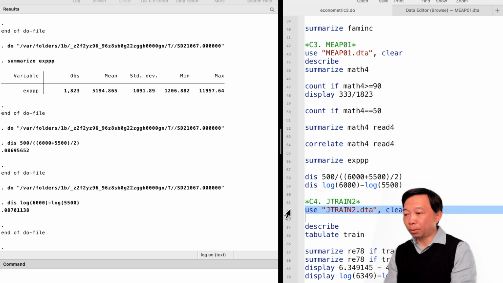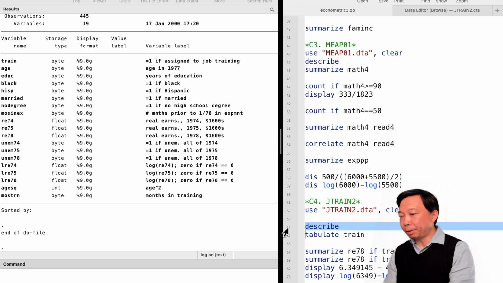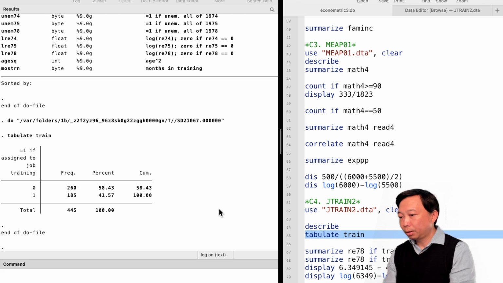We can first take a look at the variables using the command describe. The binary or dummy variable train indicates whether the worker is assigned to a job training. Using the command tabulate, we find that the fraction of men receiving job training is 0.4157.